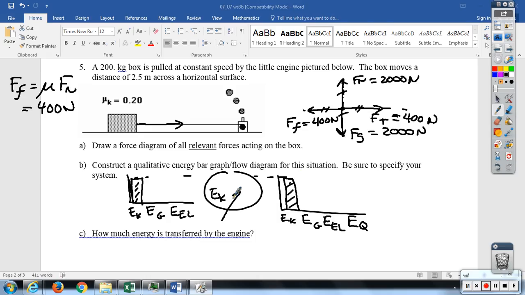Right? But there is work being done by the engine. But all that work is going into EQ. So we are increasing the amount of energy in our system, so we have more energy than we did before. But because this EK equals this EK, the only real change in the energy is whatever work was done by the engine will give us the amount of energy that's lost to friction.